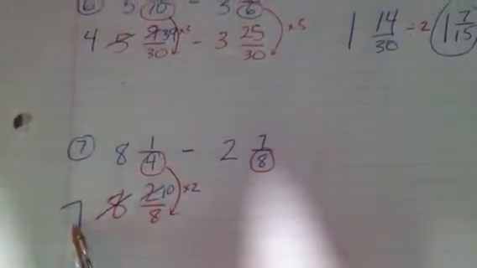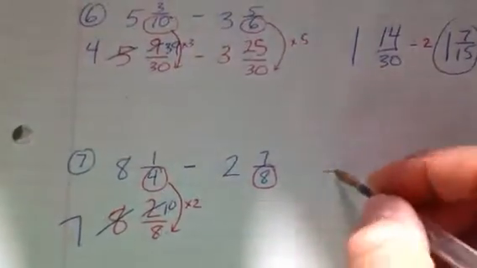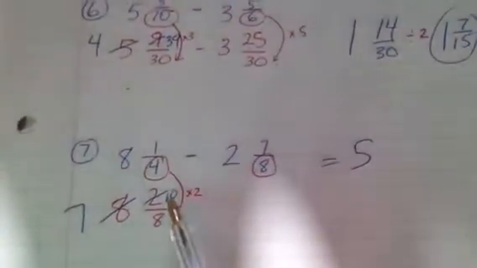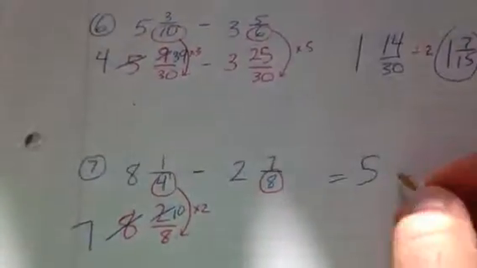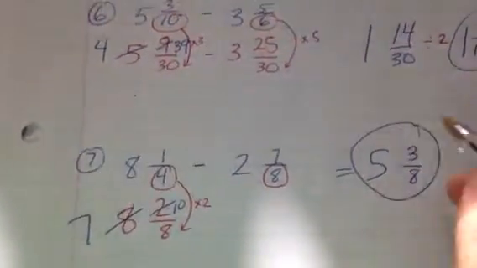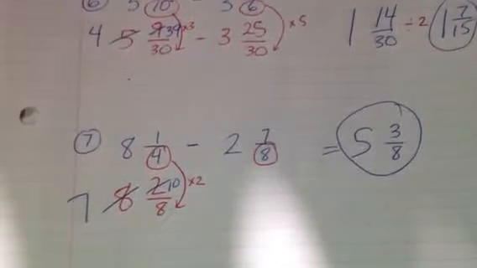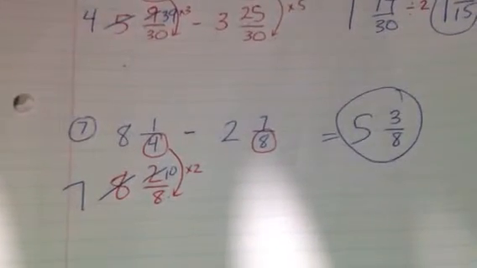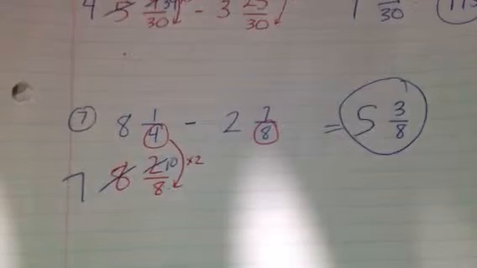So now we can do this. 7 whole take away 2 whole is 5 whole. And 10/8ths take away 7/8ths, still an 8. 10 take away 7 is 3. And that is actually in lowest terms. So we have 5 and 3/8. All right, I know I went quickly, but I hope that helps you. And this is how you would subtract fractions.